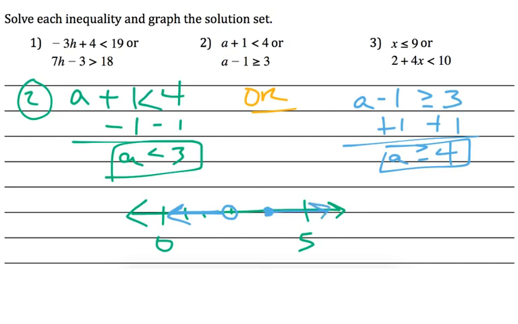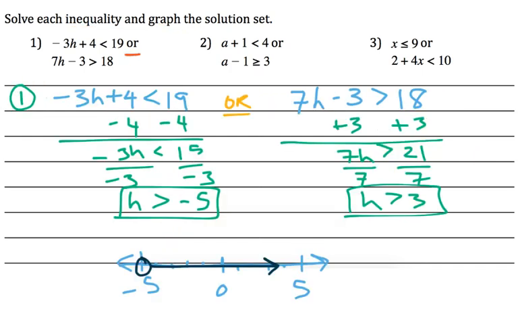Now let's try to get this into one unifying statement. Well, we can't. We can't really do that. We would have to end up saying this or that, which is basically the problem we began with, so there's no reason to really rewrite it. We solved each and we graphed. In the one before, though, we could just say, h is greater than negative 5. That's the solution set to this OR requirement.